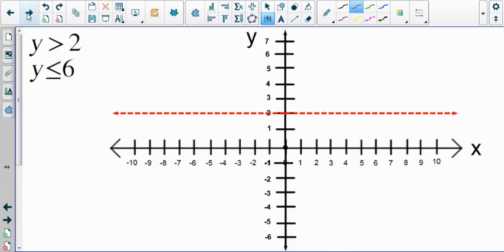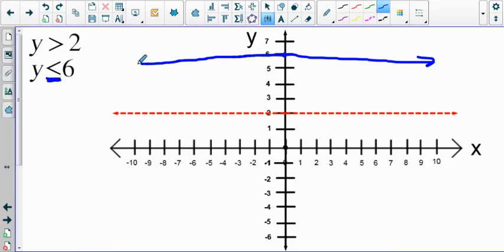All right. Let's add in another line. This one is y is less than or equal to 6. Again, you go to the y-axis, put a dot right there, and you ask yourself, is this solid or dashed? Well, it's also equal to, so this is going to be a solid line straight across there.